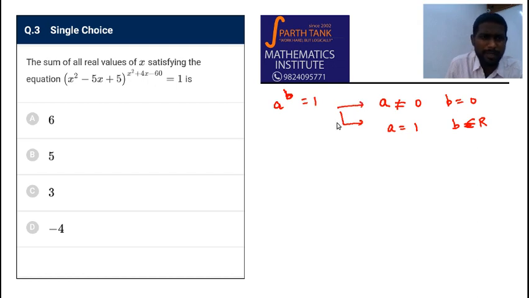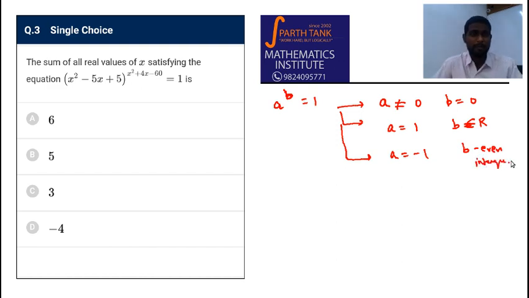Can you think of any other cases when this can be? The third case actually is when a is minus 1 and b is an even integer, an even number basically, minus 1 squared, minus 1 power 4 or minus 1 power minus 4, all of those. So there are 3 cases. You take this as a and this as b. So using these 3 cases, let us try to find what will be the values.